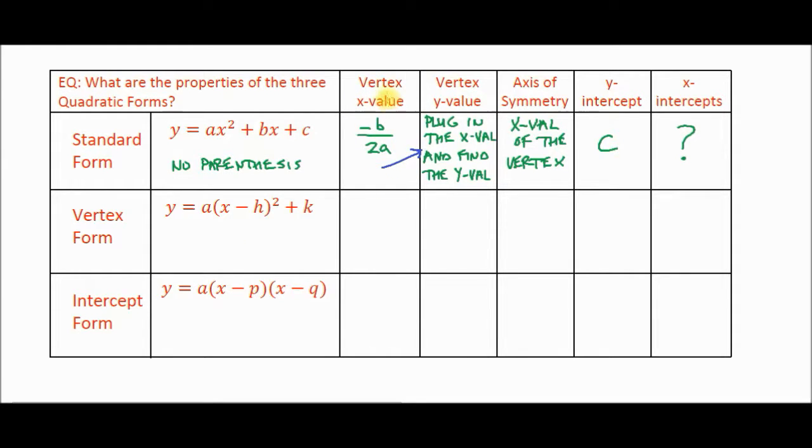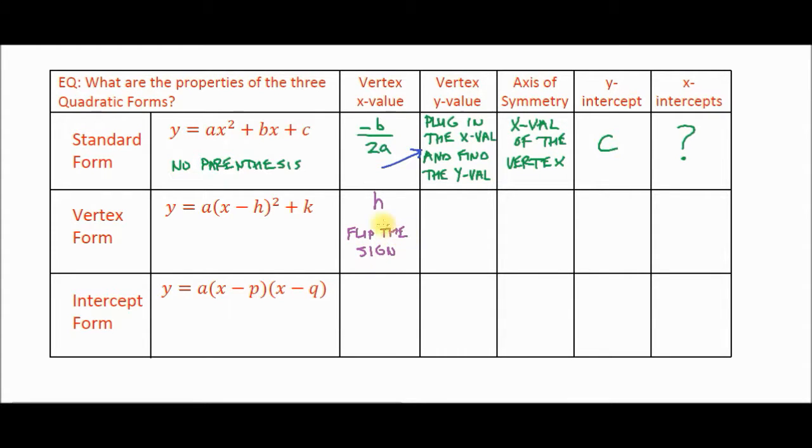Can we find the vertex x value from this? Absolutely we can. The vertex x value is just the value of h. You can still see it right there in your equation. So h, remember class, and I don't know if I've talked about this before, but when we find the x value of the vertex by looking at h, I need to remind you, this one you will always flip the sign.